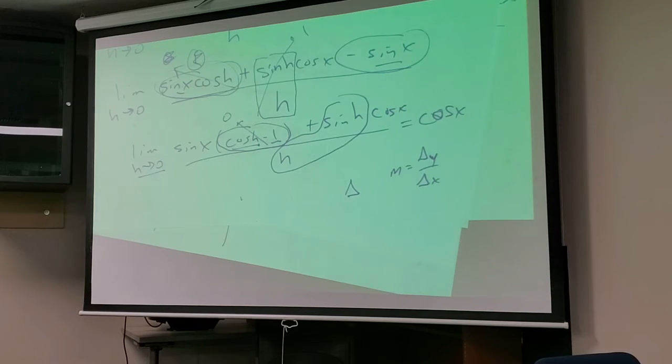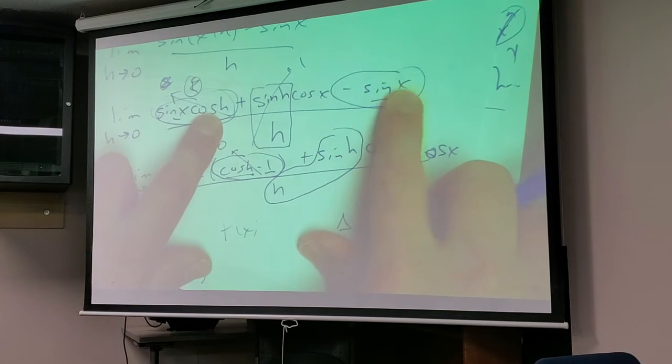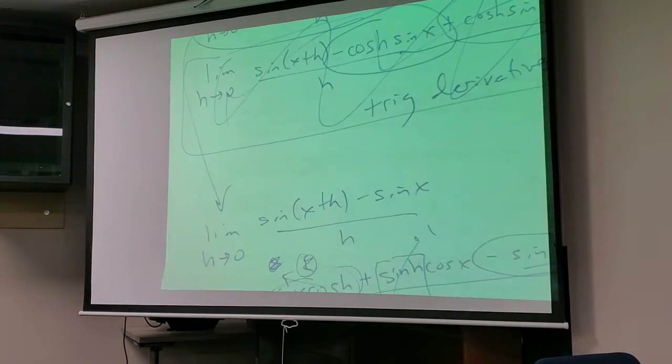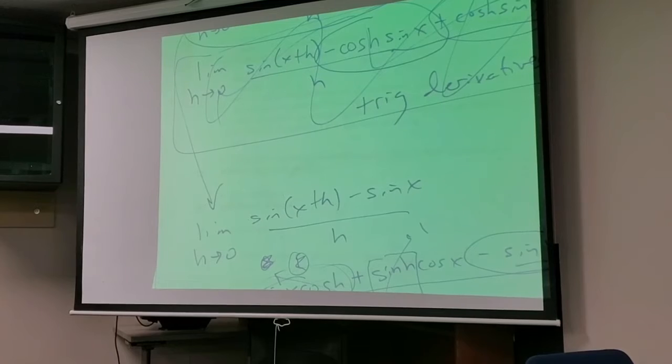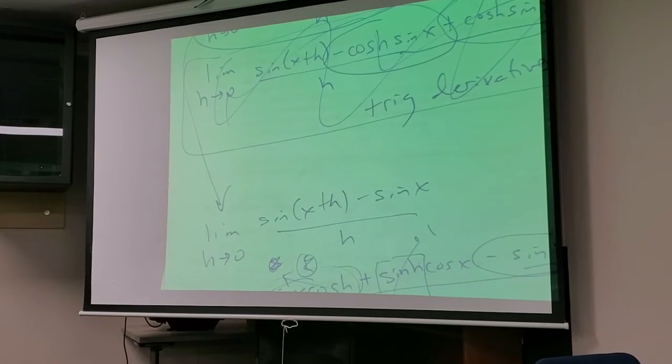Where does the cosine h come from? Oh, because right here, can't I take a sine x out of these? And so I'm left with cosine h minus 1. And again, it's on this paper. Let me just give this paper to you. Got a few rules of derivatives down here. Did I remember? Yes, good.